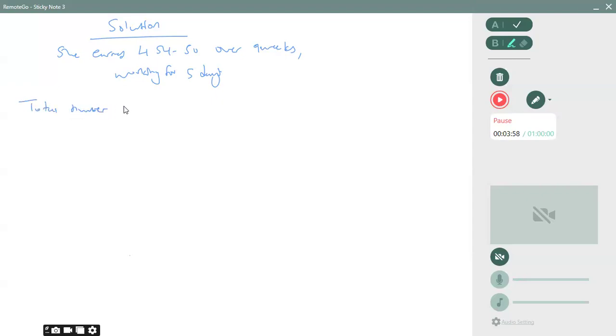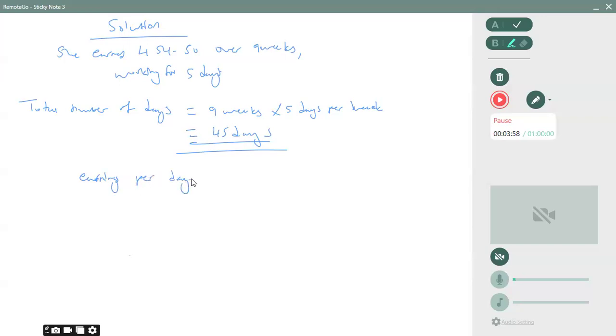So the total number of days is now going to be very easy. We shall get the 9 weeks, multiply them by the 5 days per week. That one now gives us 45 days. Now, next we are going to calculate her earnings per day.